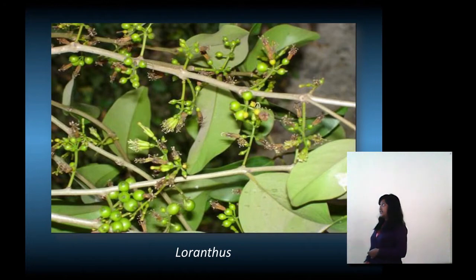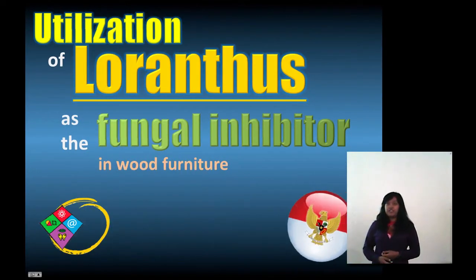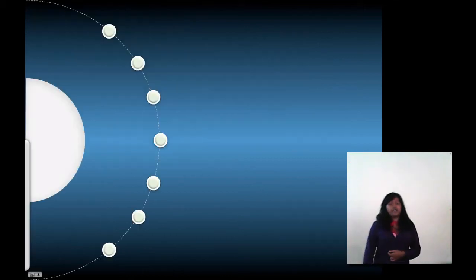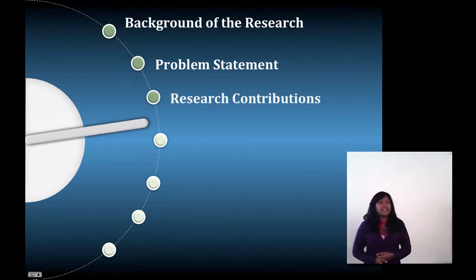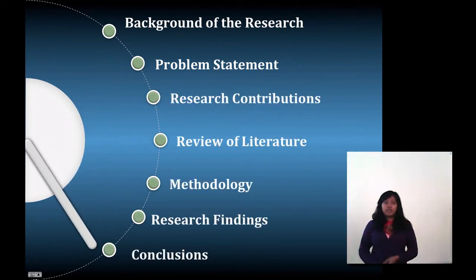This is my title, Utilization of Loranthus as the Fungal Inhibitor in Wood Furniture. Me, Veronica Swasti Paramita Putri, and I come from Indonesia. This is the structure of my presentation. The first is background, second one is problem statement, third one is research contribution, review literature, methodology, research finding, and the last one is conclusion.